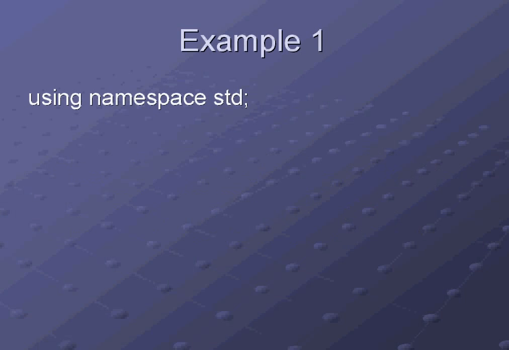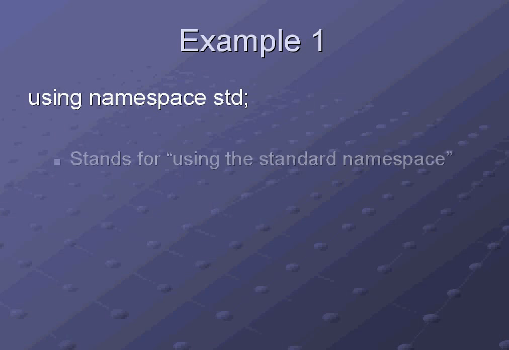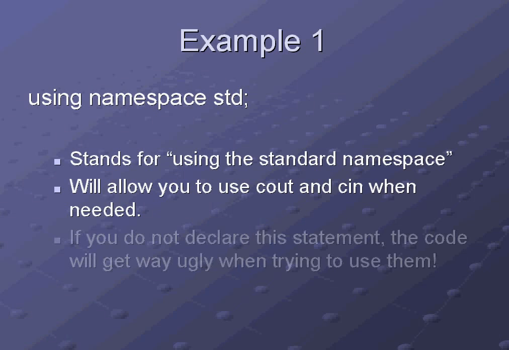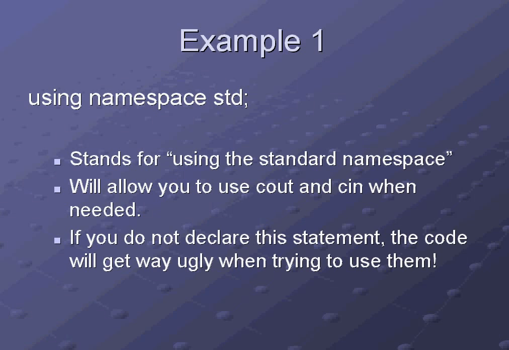Next, we have the namespace. It stands for using the standard namespace. And it will allow you to use cout and cin when needed. If you do not declare this statement, the code will get very ugly when trying to use them. You'll see why toward the very end of our tutorials.